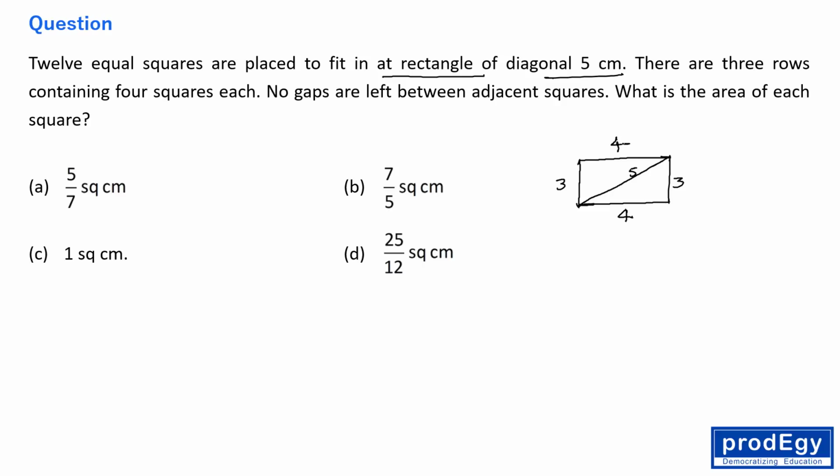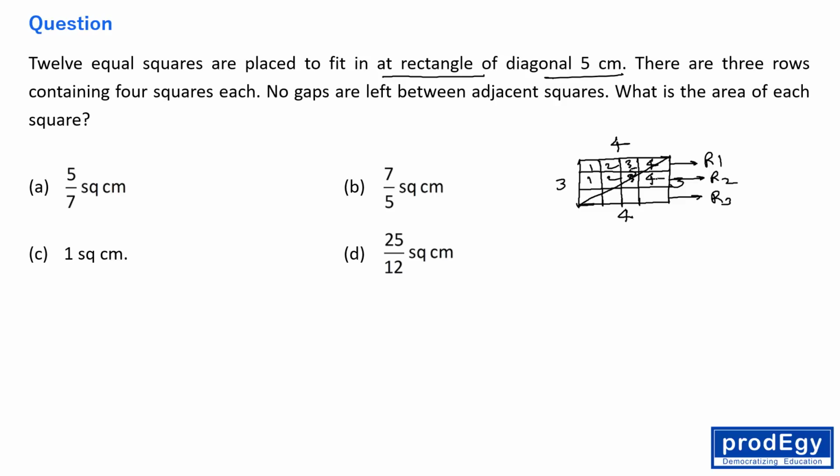Now there are 3 rows containing 4 squares each. So this is row number 1, this is row number 2, and this is row number 3, containing 4 squares each. So 1, 2, 3, 4. 1, 2, 3, 4. 1, 2, 3, 4. So there are 3 rows containing 4 squares each.